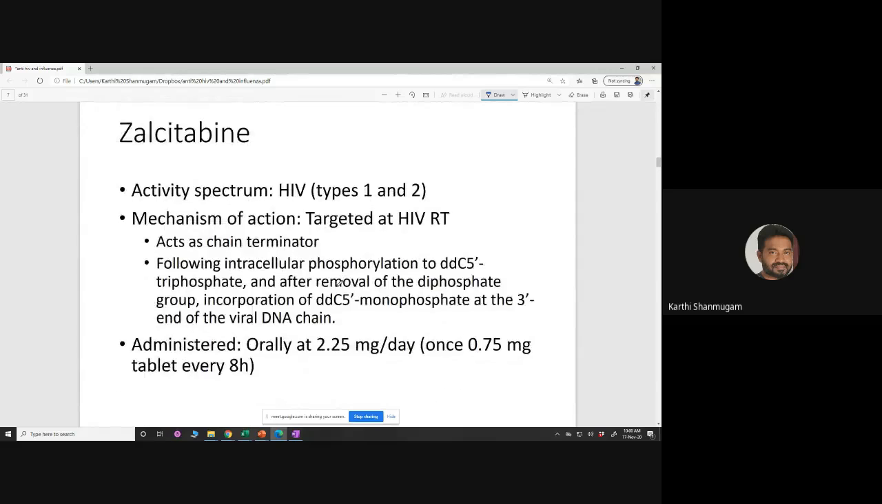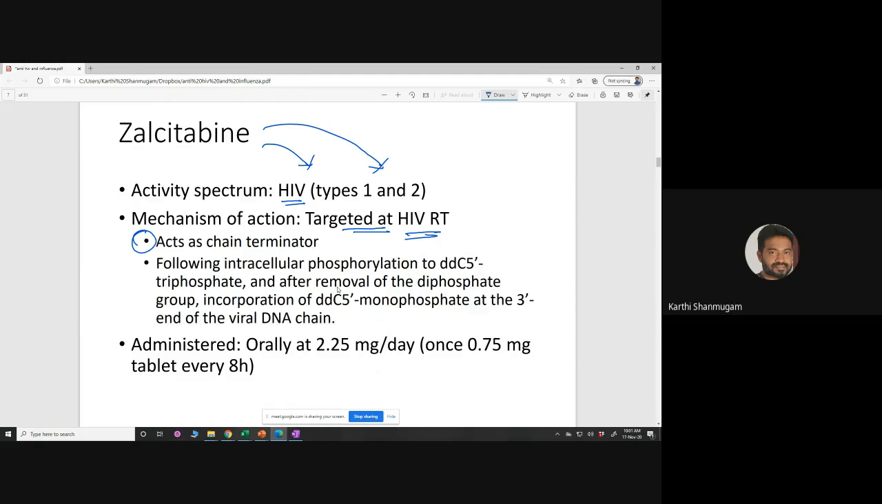Another very important drug molecule very commonly used for HIV infection is zalcitabine. Its activity spectrum is also potent against HIV type 1 and type 2. The mechanism of action is the same and the molecular target is the same. It targets HIV reverse transcriptase. Whatever I discussed for the previous two molecules is applicable here. It acts as a chain terminator, terminating the elongation of the DNA synthesis process.